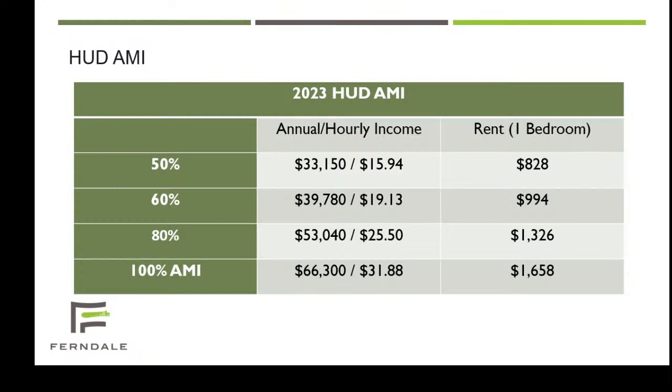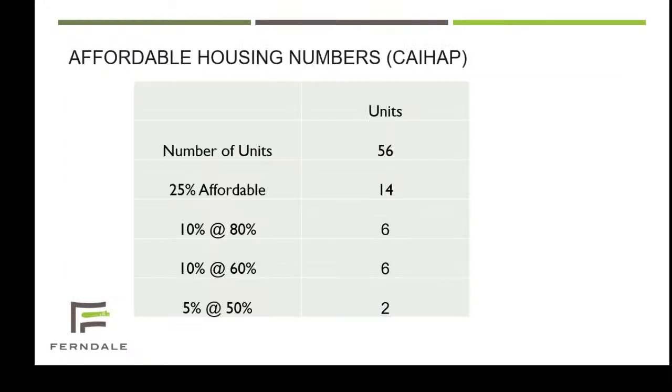If there's any questions, just stop me. Just a couple more slides. How many units will be affordable? So total number of units are 56. Per the city's inclusionary housing policy, if they are to receive an incentive, 25% of the units must be affordable, so that's 14. So that means that 6 of the units will be affordable at 80%, 6 will be affordable at 60%, and 2 will be affordable at 50%.